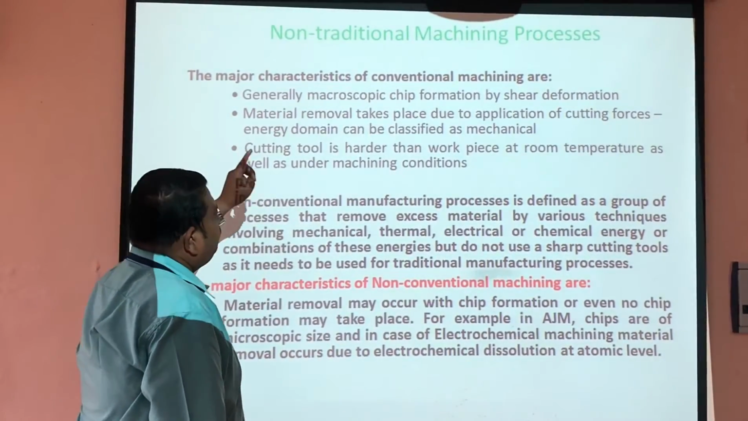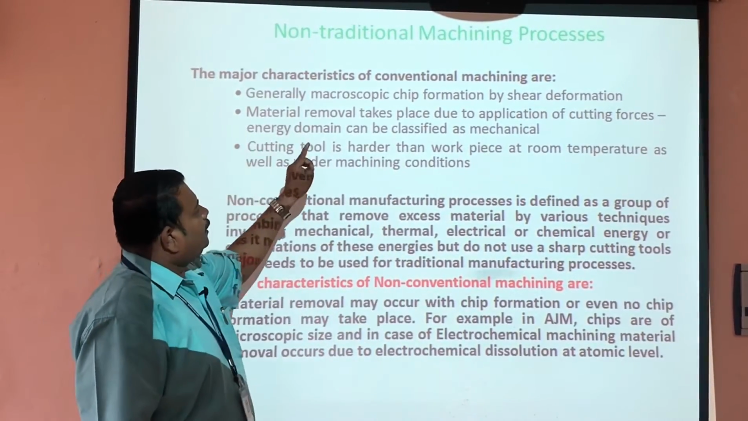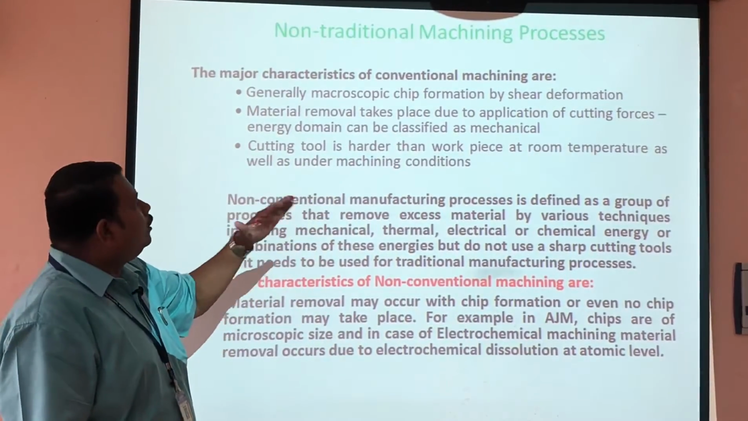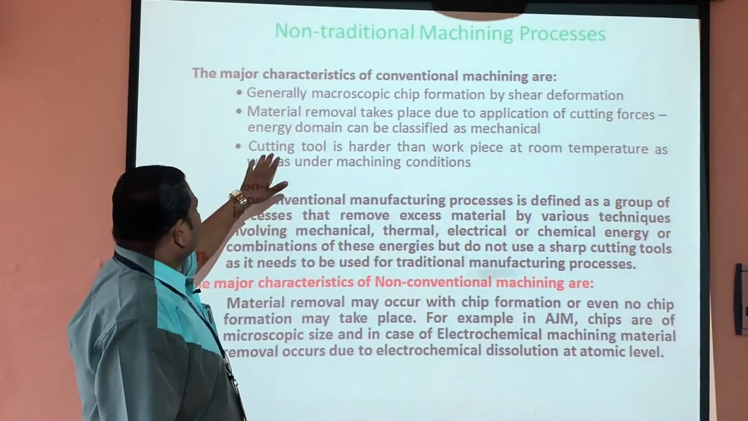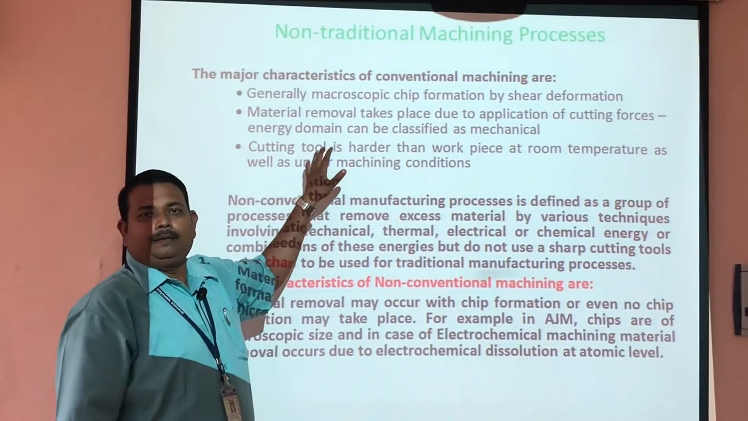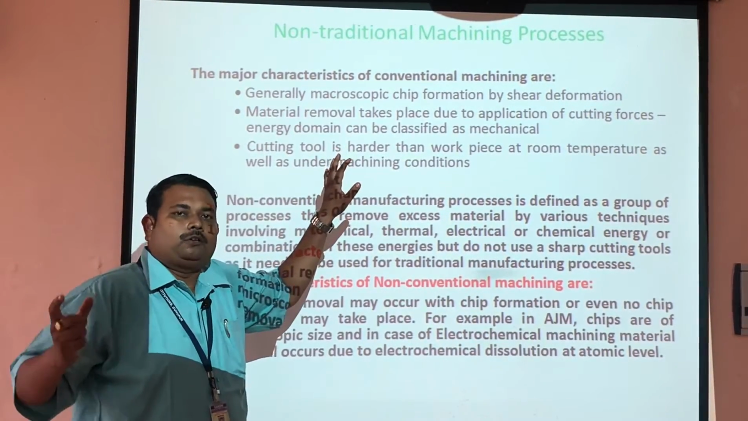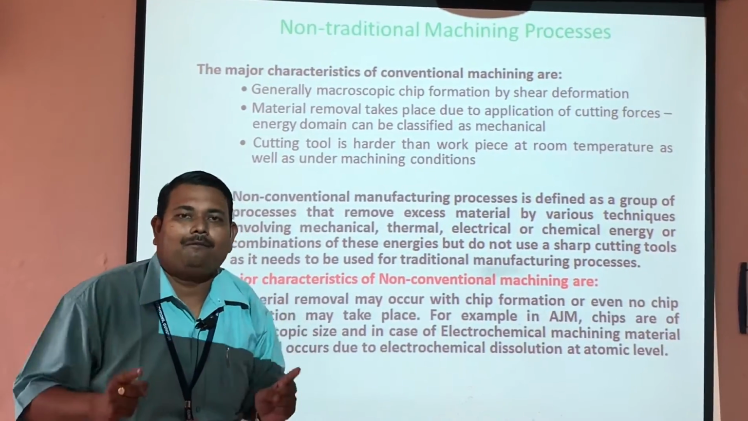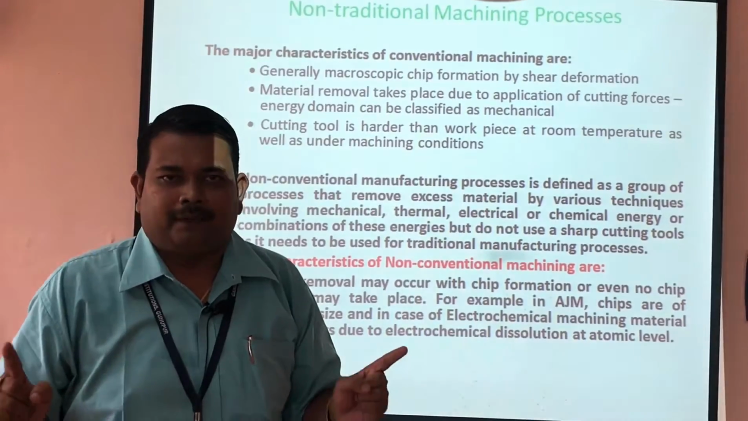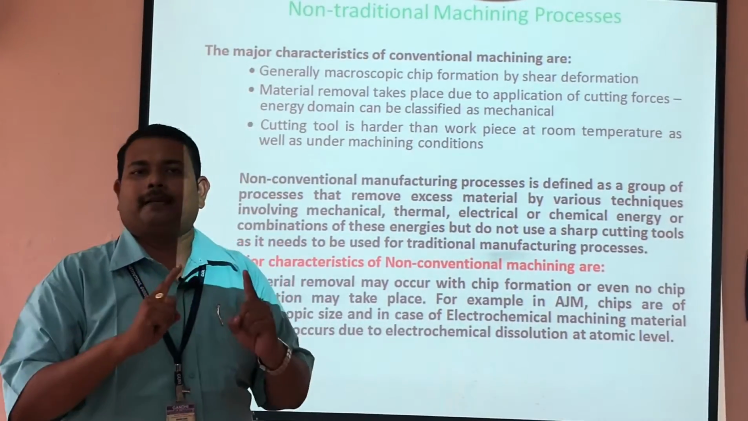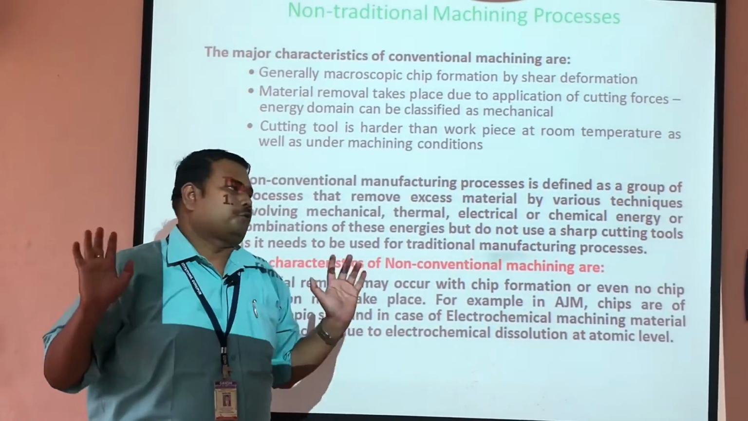Second point, metal removal takes place due to application of cutting force. Energy domain can be classified as mechanical only in case of your conventional machining process. Third one is, when we are cutting the raw material into the finished product, the major characteristic feature is that the cutting tool must be harder than the given workpiece. If it is not harder, then the metal removal cannot be possible in case of your conventional machining process.